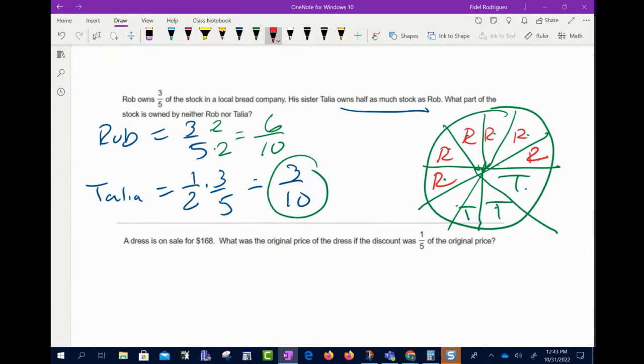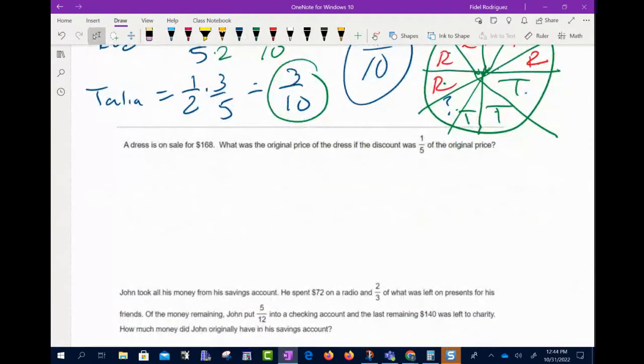What part is owned by neither Rob or Talia? And I would say, look right here, that one piece. But that's one piece out of how many? How many pieces did we cut up that circle into? 10, didn't we? So how much is neither owned by Rob or Talia? 1/10, right? Whatever's left over. So Rob had 6 out of the 10, because 6 out of the 10 is the same thing as 3/5. Talia had 3 out of the 10. So one more out of the 10 would be whatever's left over. Okay. All right.